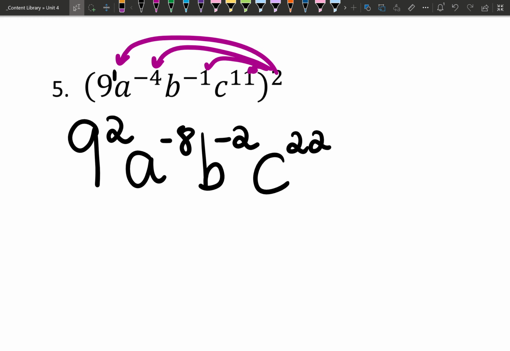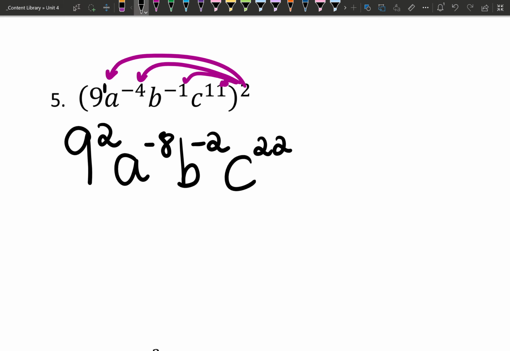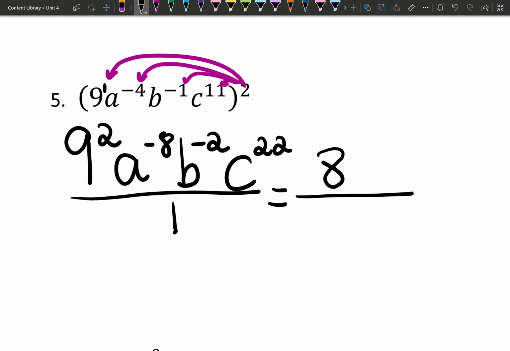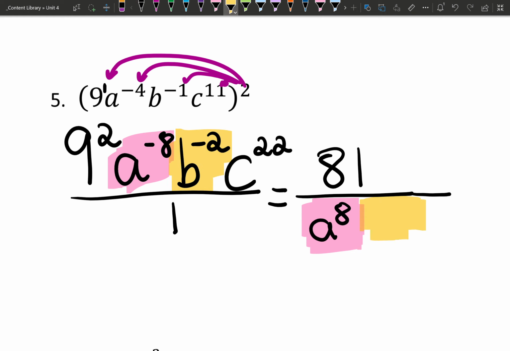We have some negative exponents, which means we need to bring them to the bottom of a fraction, since they're technically on top of a fraction, because everything can be written as over 1. All right. 9 to the power of 2 is 81, so I'll write that down now to simplify. I'm going to take a to the power of negative 8 and write it on the bottom as a to the power of positive 8. I'm going to take b to the power of negative 2 and rewrite it on the bottom as b to the power of positive 2. C has a positive power, so I am not going to change where it's written.